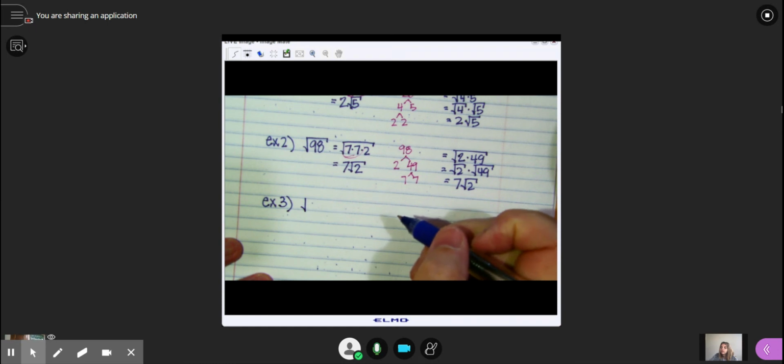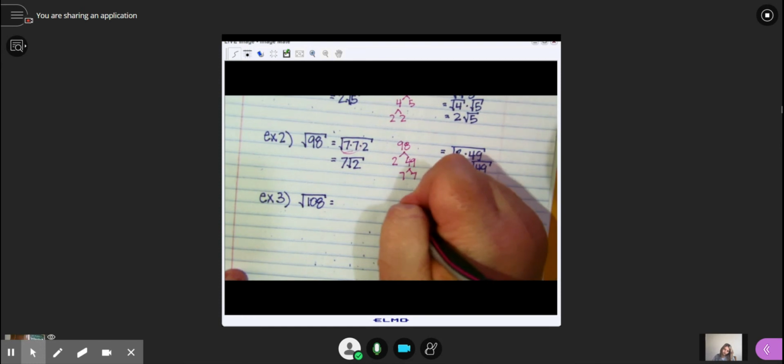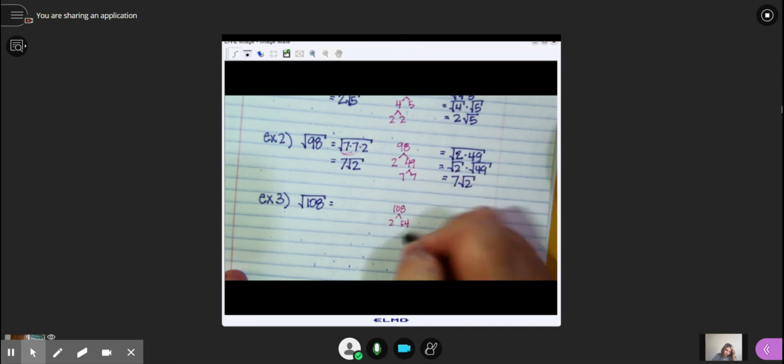If I do example 3, let's say the square root of 108. All right, I'm going to do the prime factorization. And that's 2 times 54, which is 2 times 27, which is 3 times 9, and 3 times 3.